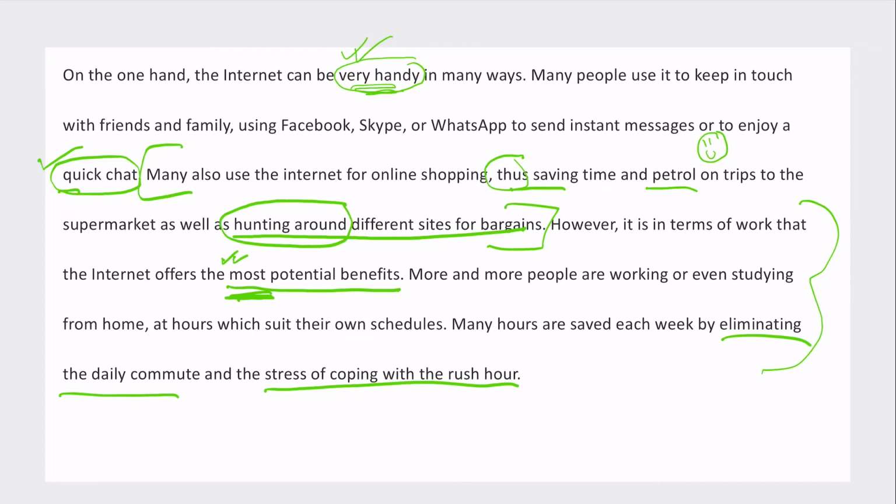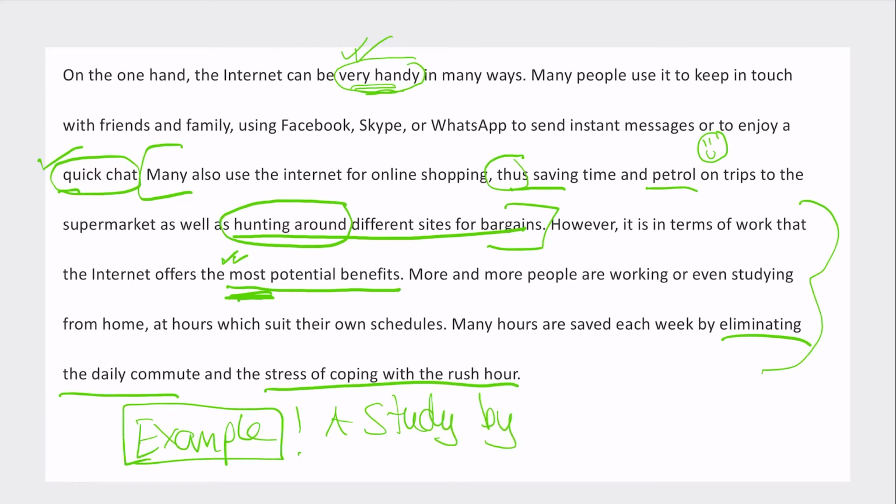The only thing which I always suggest that candidates include is some kind of example. Okay, and you can just make this up. It's okay to lie. Okay, so maybe a study by, I always say UCL, a study by UCL found that people who worked from home were 40% less stressed than people who didn't. Therefore showing how the internet can benefit people's lives.